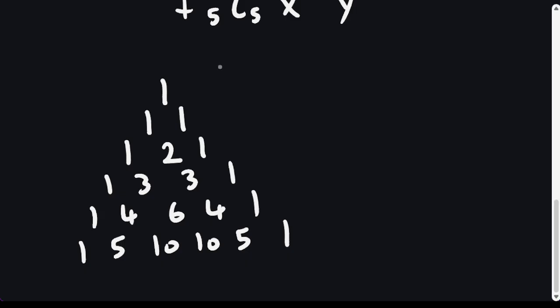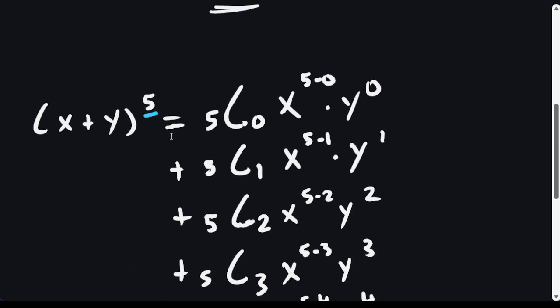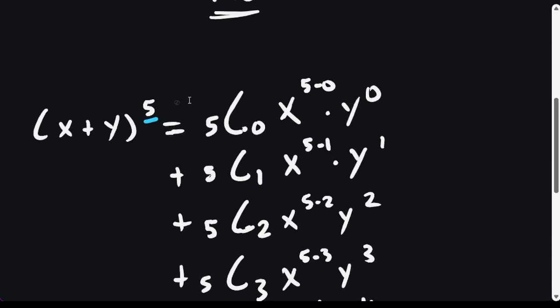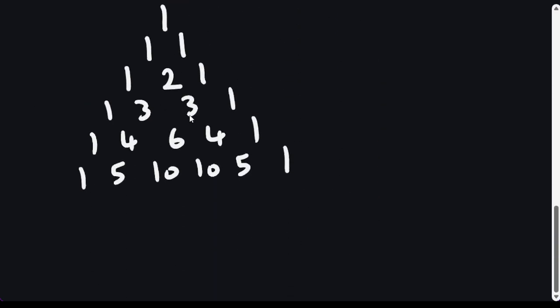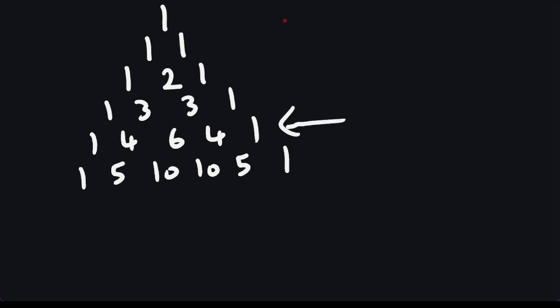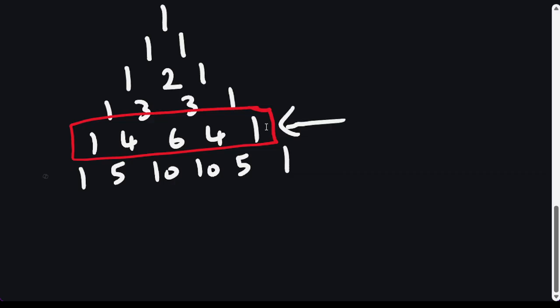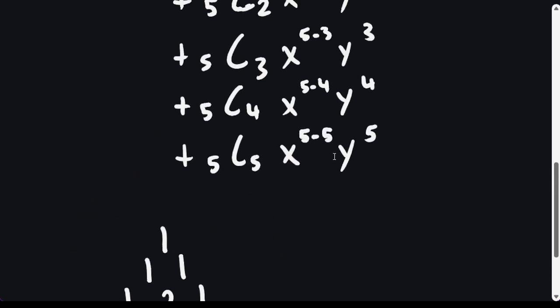Okay, so what is our exponent? Our exponent is 5. That means we are choosing the 5th layer, so 1, 2, 3, 4, 5. We're choosing the 5th layer of Pascal's triangle: 1, 4, 6, 4, 1. So that means we already know all the coefficients.